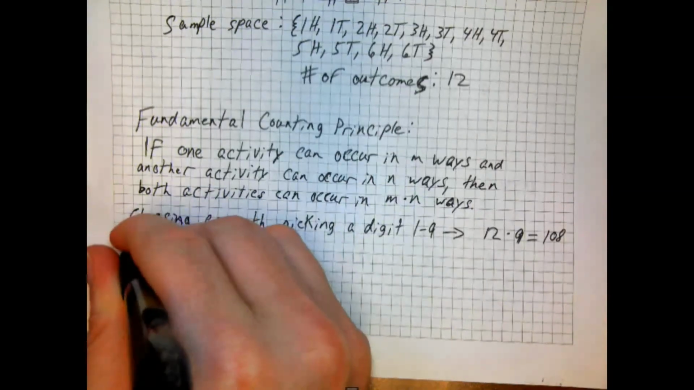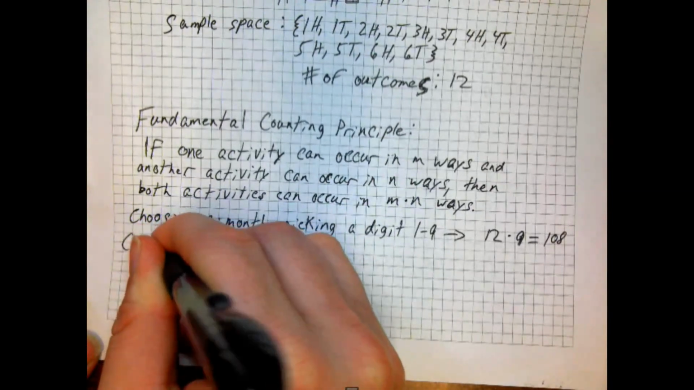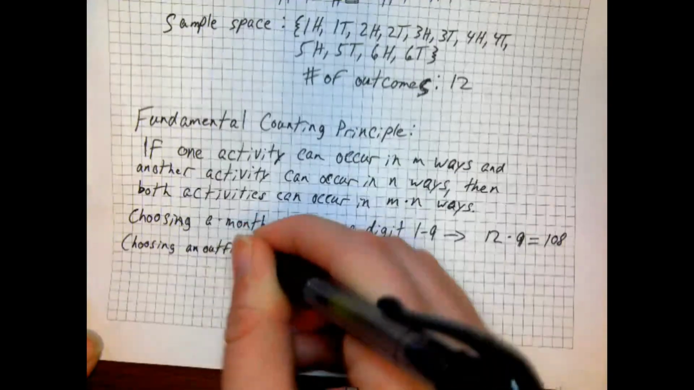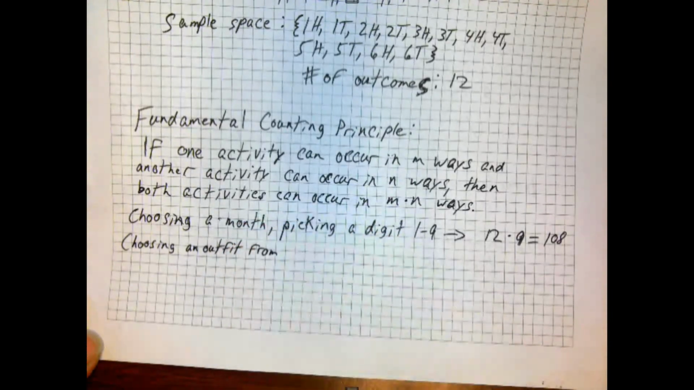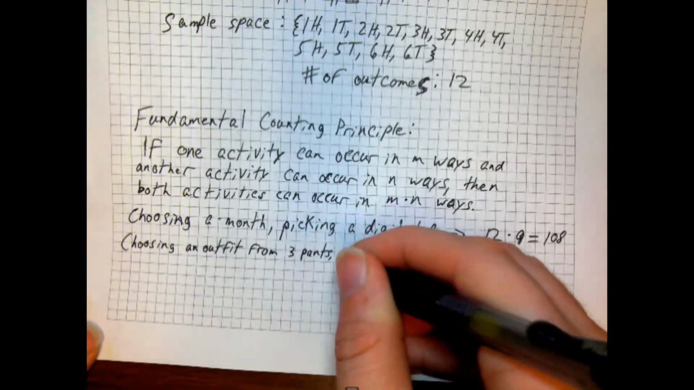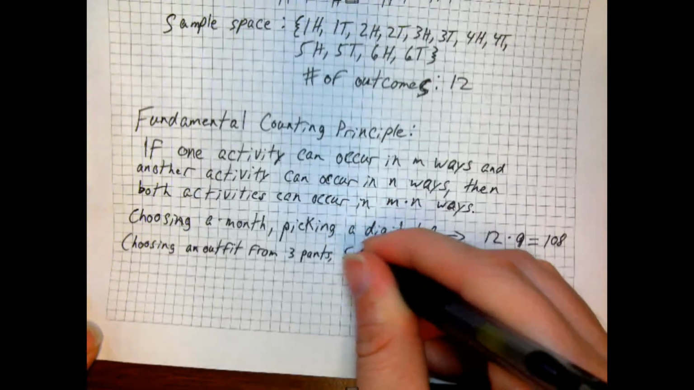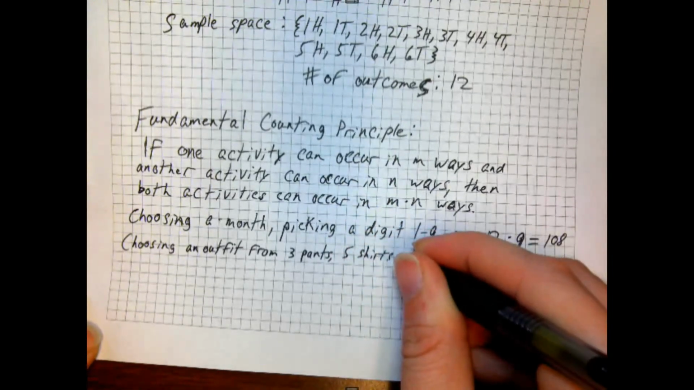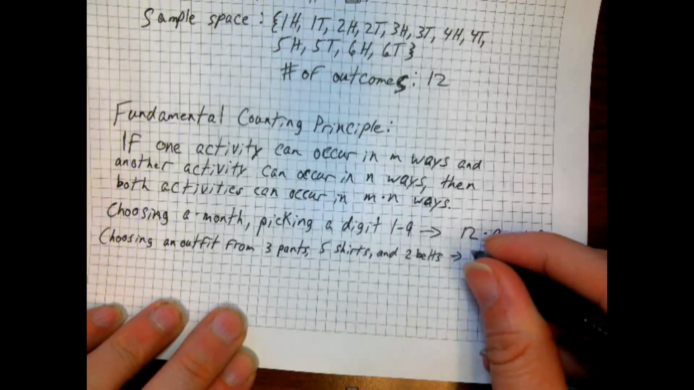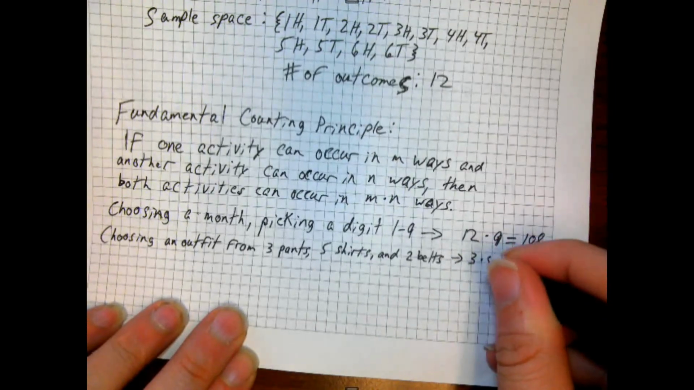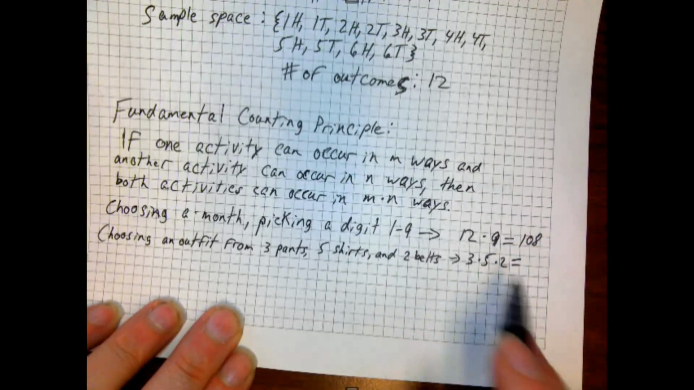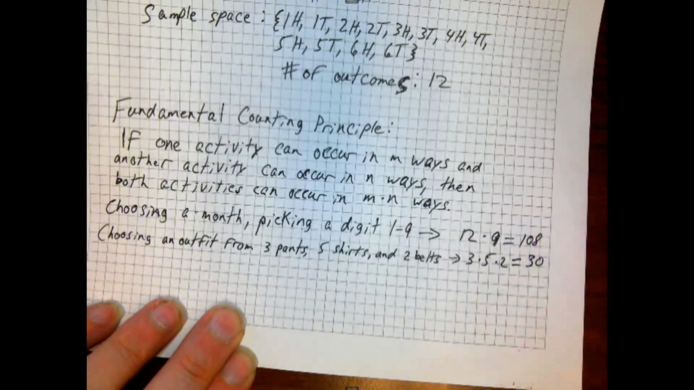What if we were choosing an outfit from 3 pants, 5 shirts, and 2 belts? 3 possible pants times 5 possible shirts times 2 possible belts means a total of 3 times 5 is 15 times 2 is 30, 30 possible outfit combinations.